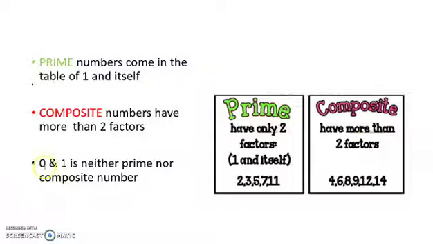And a special case, 0 and 1 is neither prime nor composite. 1 is a special number because it has only one factor. 1 into 1 is 1. So 0 and 1 are neither prime nor composite, and 1 is the unique number.